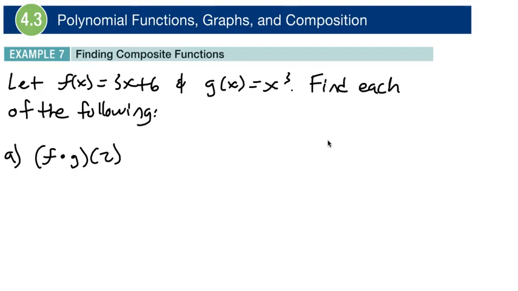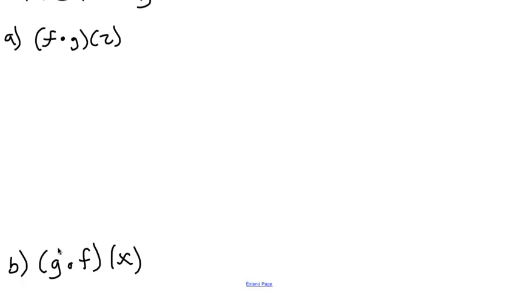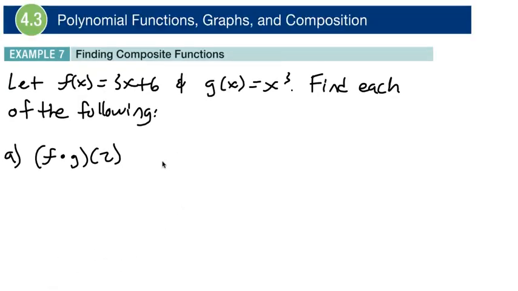Example number 7. We have these two functions, f of x equals 3x squared plus 6, g of x is equal to x cubed. So we want to find f of g of 2, and then we'll be finding g of f of x. Okay? So starting with this one, let's rewrite it to something that makes a little bit more sense. This means we want to find f of g of 2. That's what this means right here, as we're trying to find.